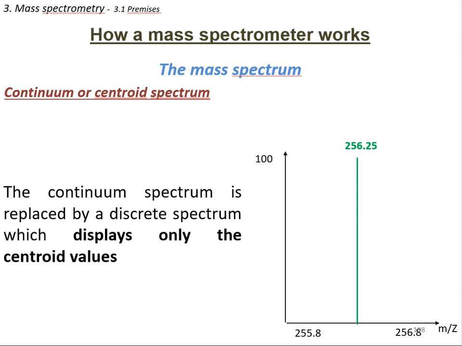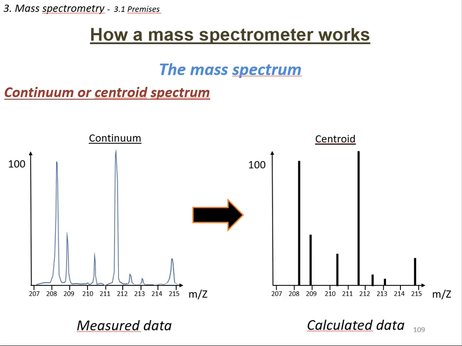Often it can be represented like this. Instead of a curve, you have a bar, so a discrete information instead of a continuous information. Another representation, you measure continuum, so continuous data, where peaks are really curves, and you calculate the centroid values, which is more precise, and it also reduces a lot the size of the data. And this is called the centroid spectrum.